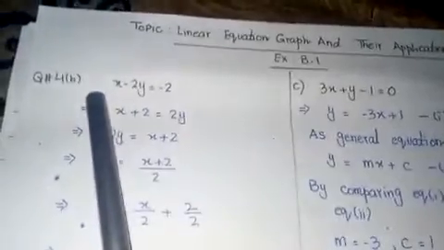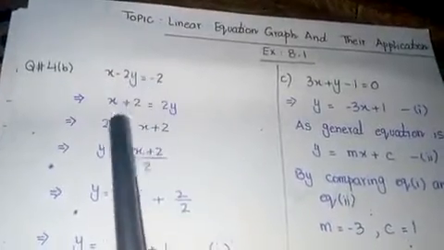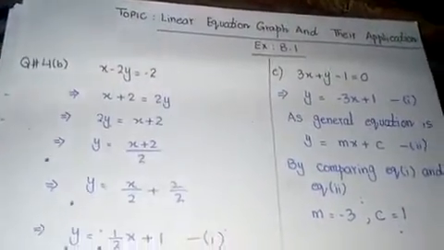When I move it to the other side, it becomes plus 2y. Clear? And I move this constant term to here. When I move it here and I move it here, it becomes x plus 2 is equals to 2y.